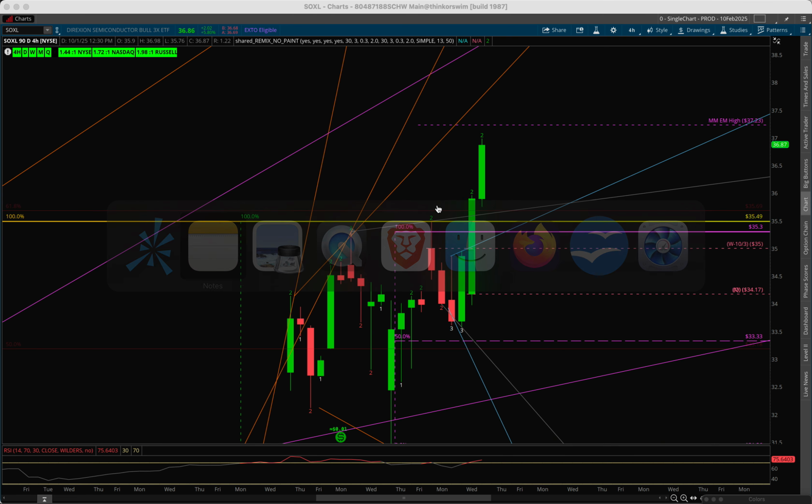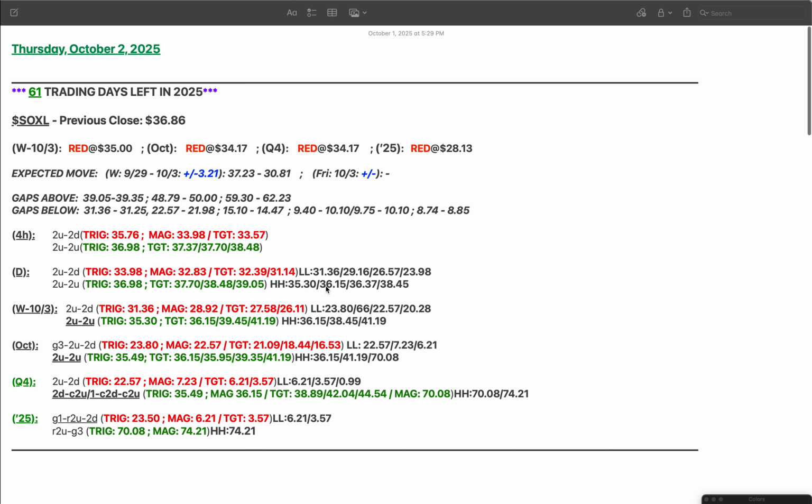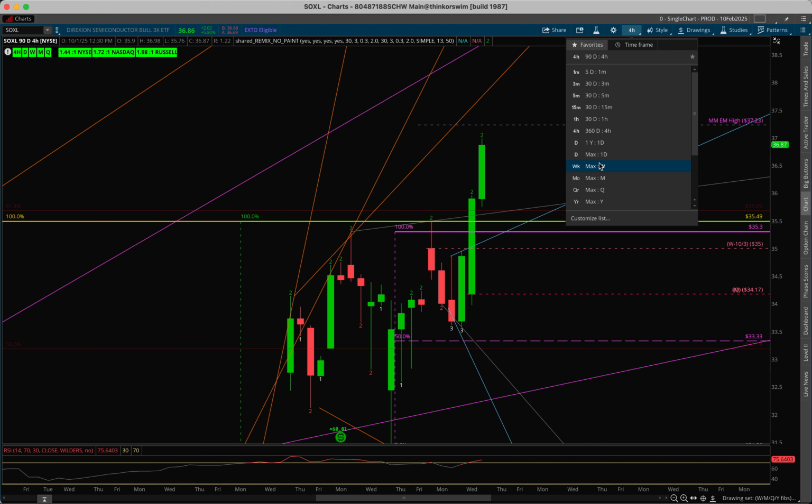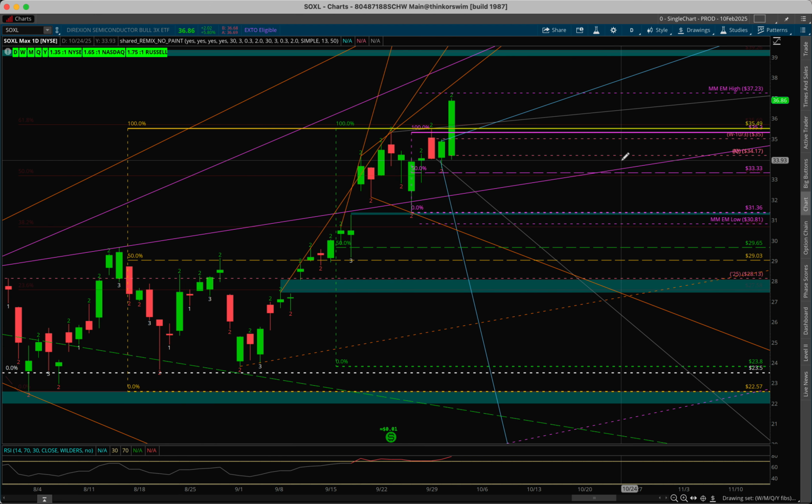So if we switch back to our notes and look at it from a numbers perspective: 35.76, if we go below that, the magnitude is 33.98 with an extended target of 33.57. If we go above 36.98, our targets are 37.37, 37.70, and 38.48. Now from the day perspective, let's go ahead and switch to the day chart.